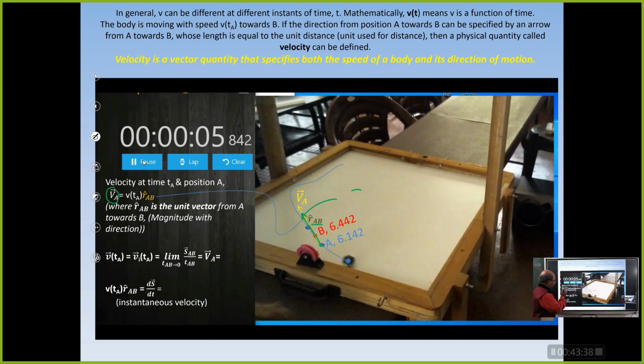Now there are two things involved. What is this? The magnitude or the speed and the direction. So V of A gives you the speed multiplied by what? R cap AB. So R cap AB specifies the direction in terms of unit vector. So this combination gives you the velocity at point A. Is that clear? Yes. Do you have any confusion?